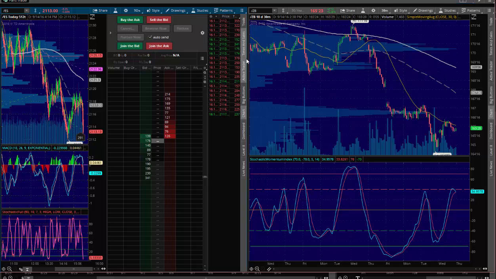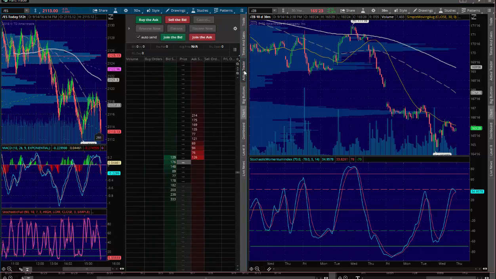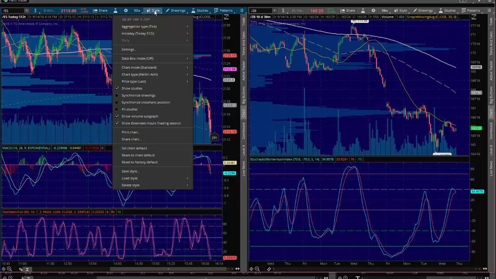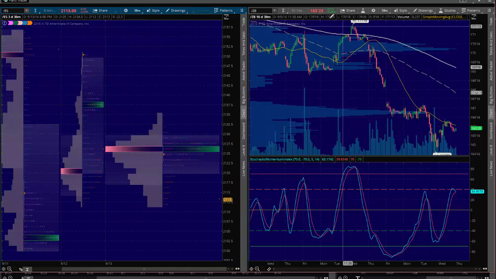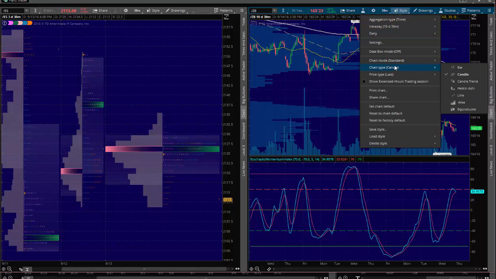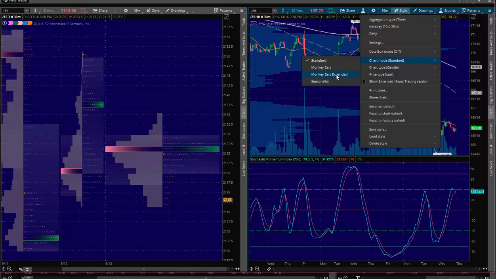I'm going to get rid of any extra buttons, time and sales, active trader. I'm going to get rid of those and just have two charts. So I'm going to come up to style, and on my left-hand side, I'm going to choose monkey bars. And on the right-hand side, I'm going to come up to style and choose under chart mode, monkey bars expanded.